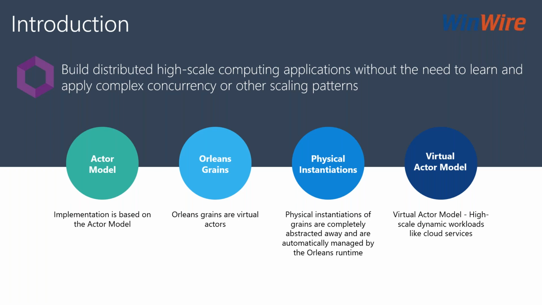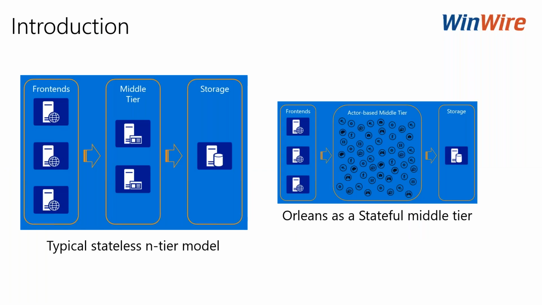So that's the very high level introduction on Orleans. So let's take a look at how a typical n-tier model is built in today's world without Orleans. So on the left hand side of this slide, you will see a diagram where you have a front end, you have the middle tier, and you have the storage. So that is a typical structure of a three-tiered architecture.